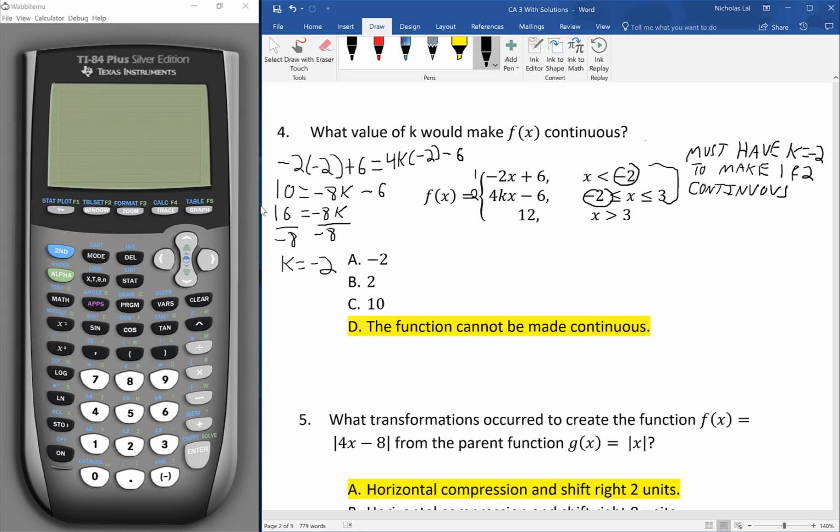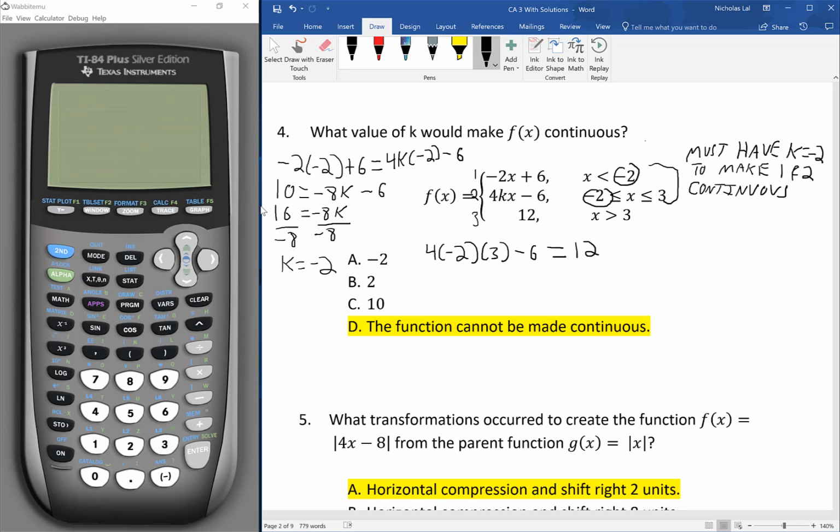So let's see if having k at negative 2 will work. That being said, now we need to see if the third function is going to meet when x equals 3. If this function equals this function when x equals 3 and k equals negative 2, then we will be able to make this function continuous. So can we have 4 times negative 2 times, now x is going to be equal to 3, minus 6 is equal to, the third function, 12?